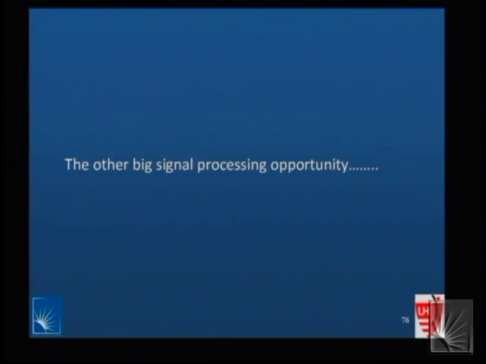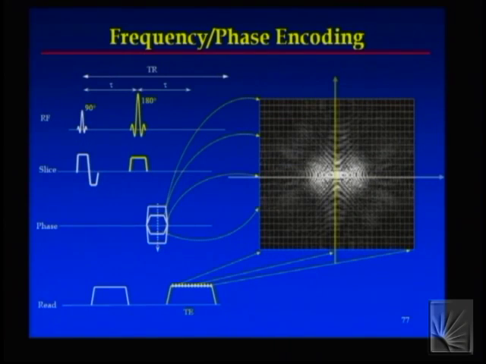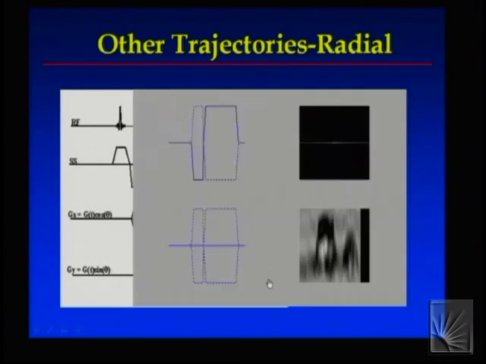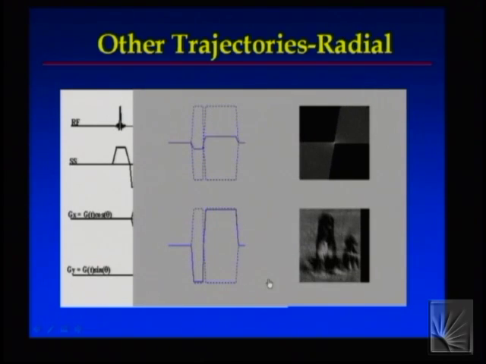Now, I don't have time to talk about the big signal processing opportunity, but basically that is, instead of going through a rectilinear type scan that we saw previously, to use other trajectories. Maybe a radial acquisition like Dr. Lauterbur did in 1972. And you can see in this example where I'm using a radial scan and covering my K-space in a radial type acquisition, that my resolution and SNR relationship is different than what I had previously when I did a rectilinear scan.